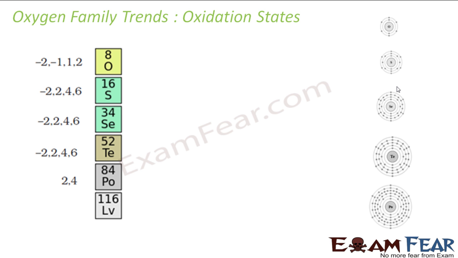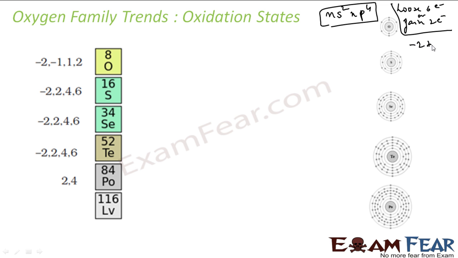To talk about the oxidation state, the electronic configuration is ns2 np4, right? So it either has to lose 6 electrons to become stable or gain 2 electrons to be stable. Only two options it has. But losing 6 electrons is not feasible. Looks like the oxidation state should vary from -2 to +6, because it loses 6 electrons or gains 2 electrons. So theoretically, that should be the oxidation state.